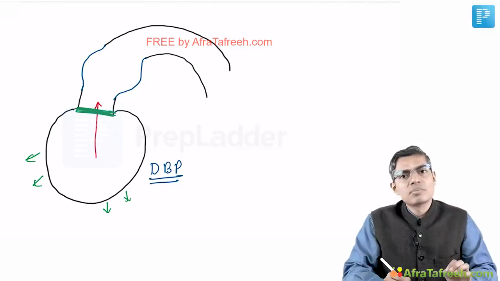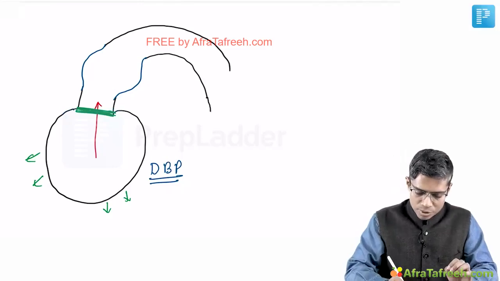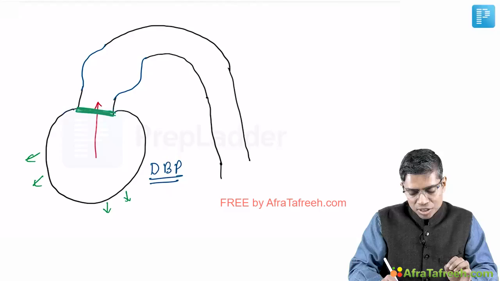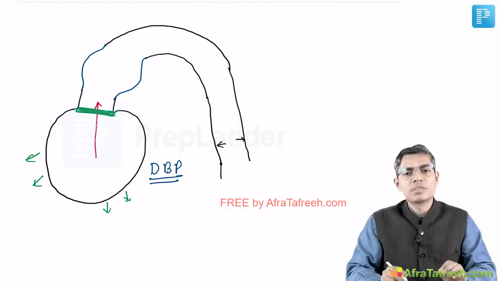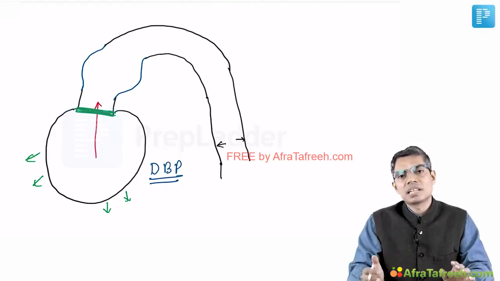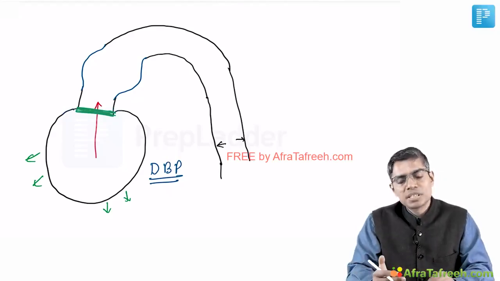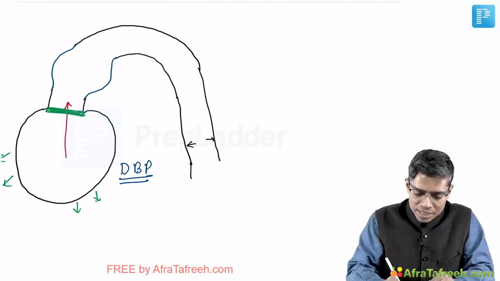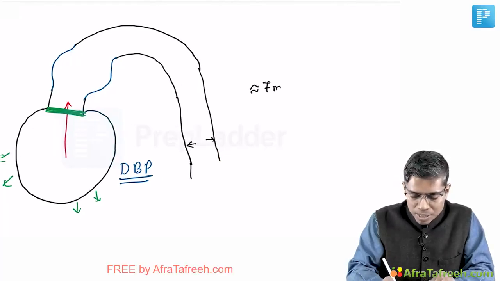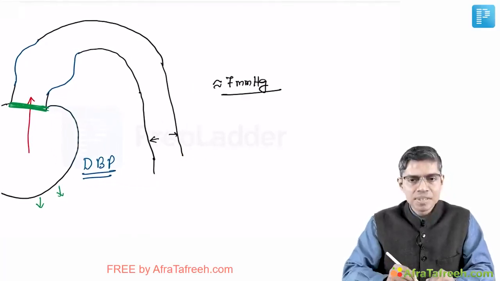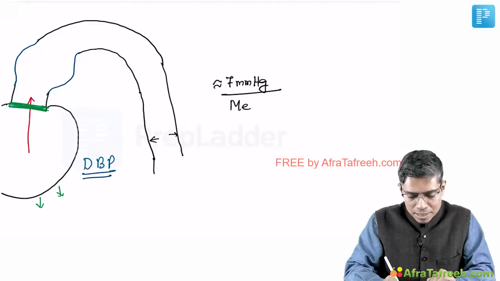Now, why is this constant blood flow required? Suppose the blood flow is completely stopped. What do you think? What will be the pressure on this vessel wall? What will the blood pressure be if the blood flow is completely stopped? Suppose there is a sudden cardiac arrest. What will be the pressure inside the vessel? Do you think that will be zero? The answer is not zero. That will be nearly equal to 7 millimeter of mercury, and this pressure is known as the mean systemic filling pressure.